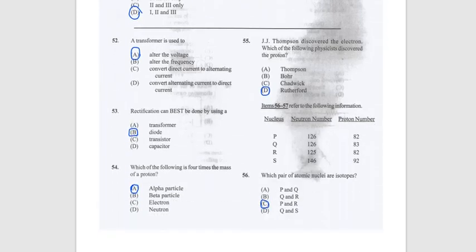52. A transformer is used to alter the voltage. Yes. A. 53. Rectification can best be done by a diode. 54. Which of the following is 4 times the mass of a proton? A. Alpha particle. 55. J.J. Thomson discovered the electron. Of the following physicists, who discovered the proton? That would be Rutherford.